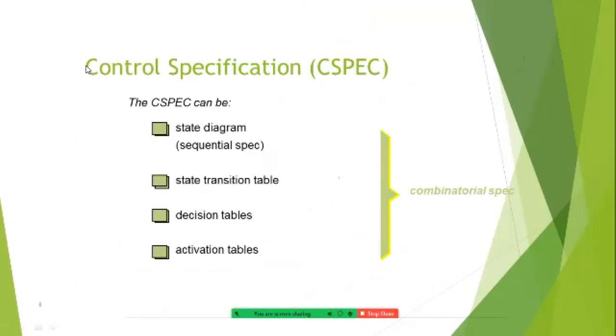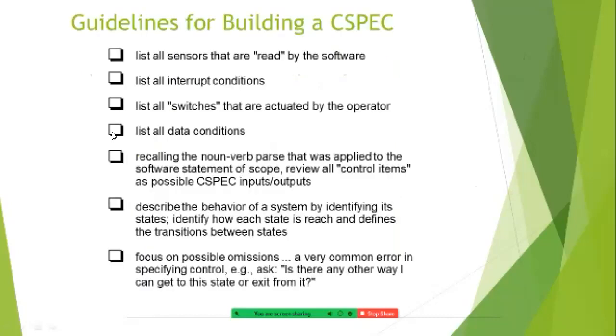Control specification. The CSPEC can be a state diagram, sequential space, state transition table, decision table, or activation table. Friends, these are the guidelines for building the CSPEC. First, list all sensors that are read by the software. Second, list all interrupt conditions. Third, list all switches that are actuated by the operator.